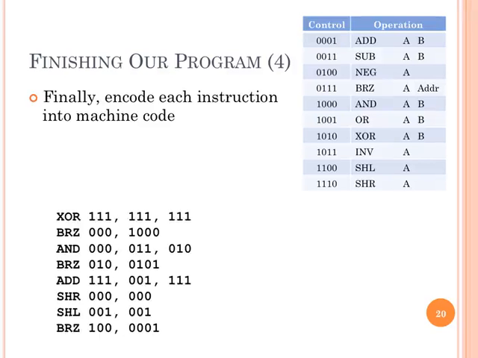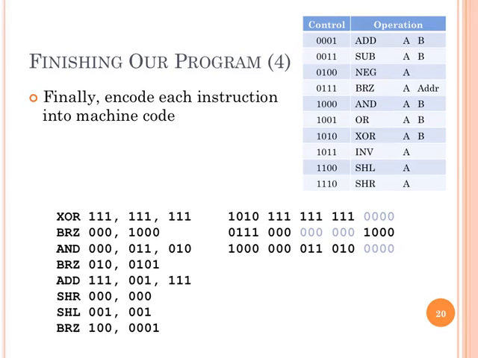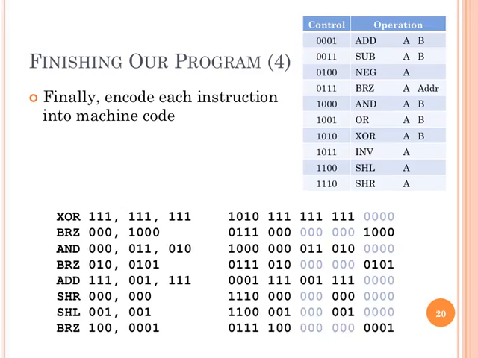Okay, so we're going to encode each instruction into machine code. All we're really doing now is plugging in opcodes. So XOR is 1010, BRZ is 0111. So we go in and plug each one of those values in for the corresponding opcode. Yay, look at that. So comprehensible now.